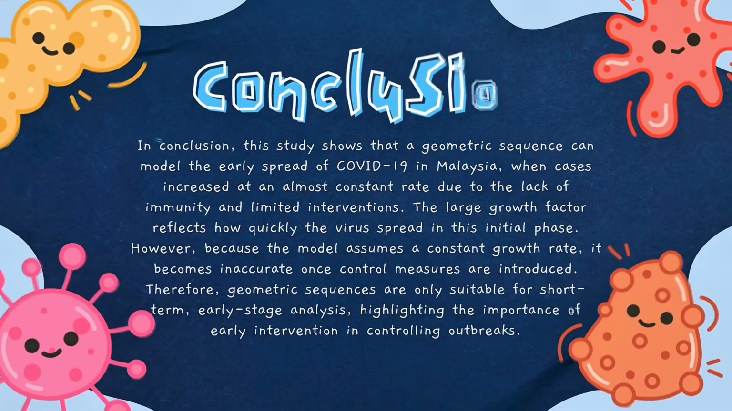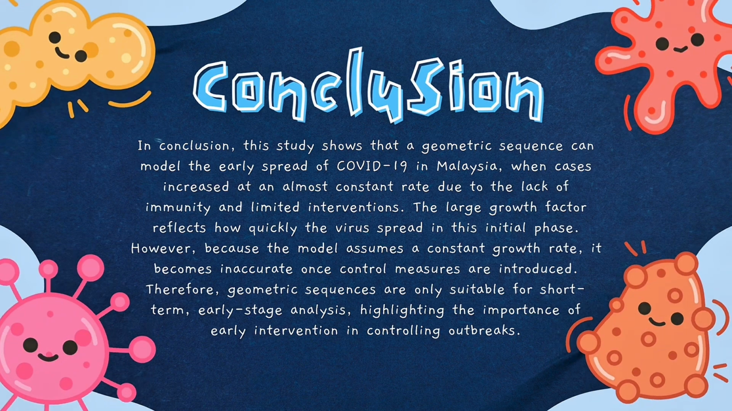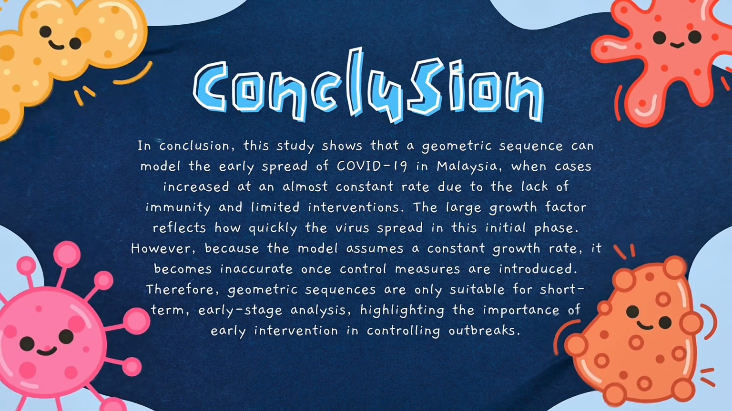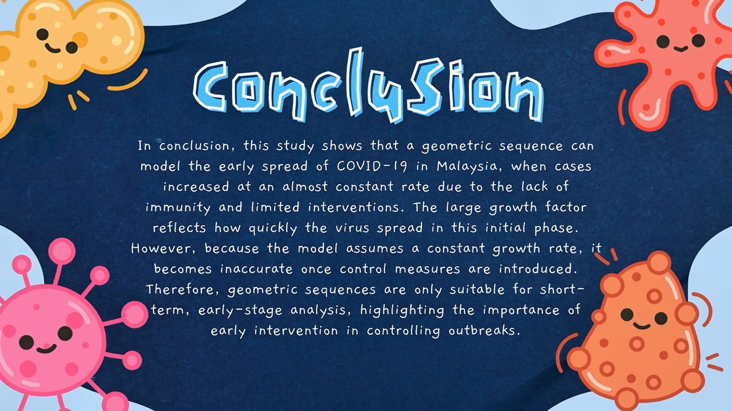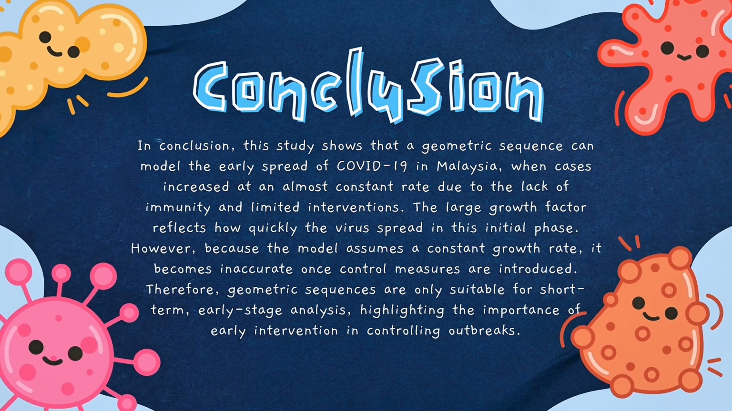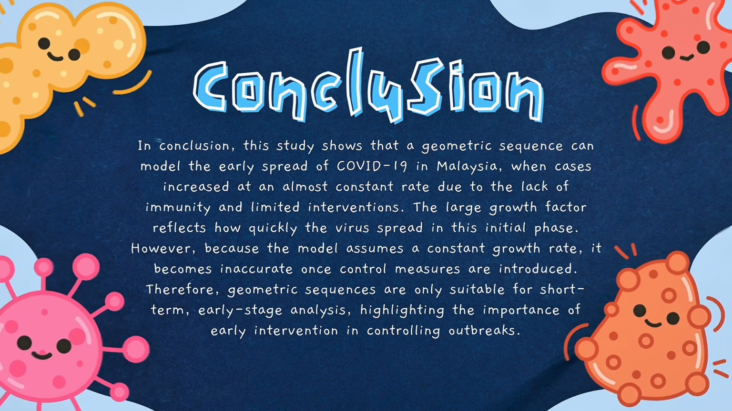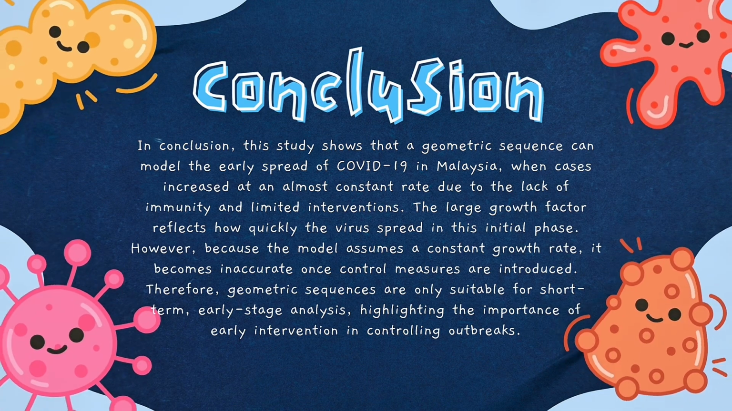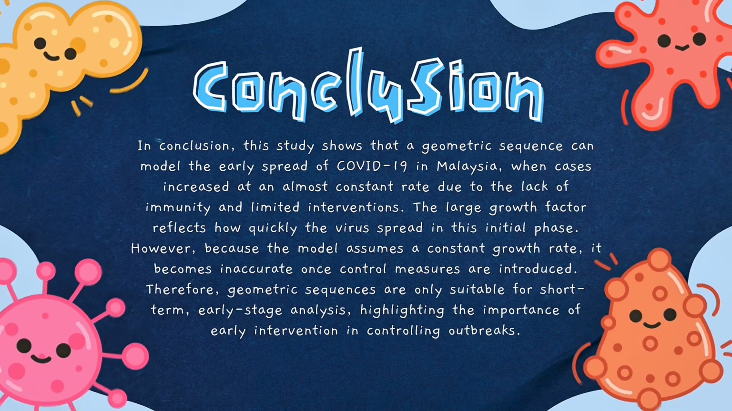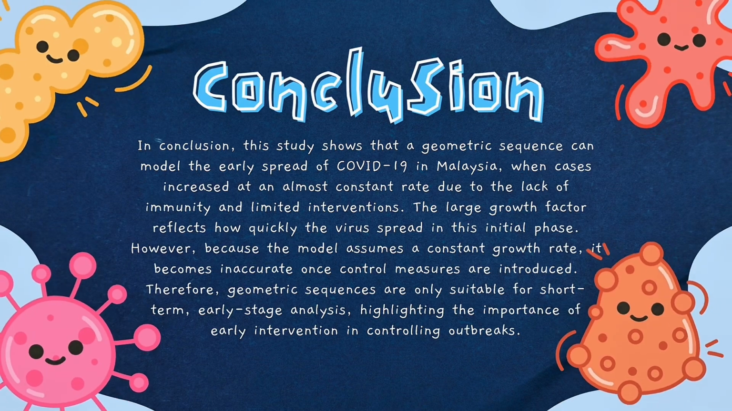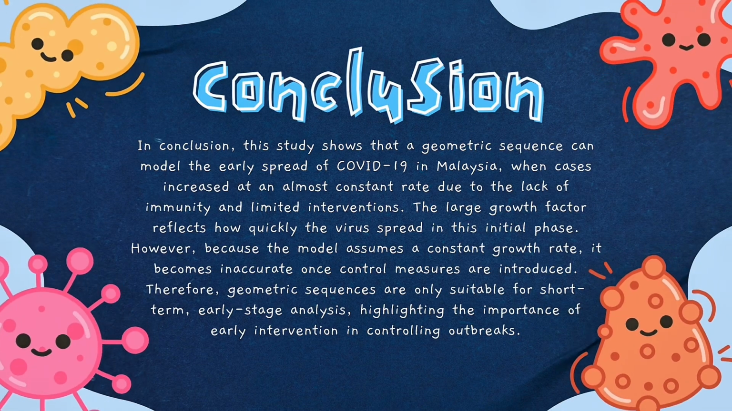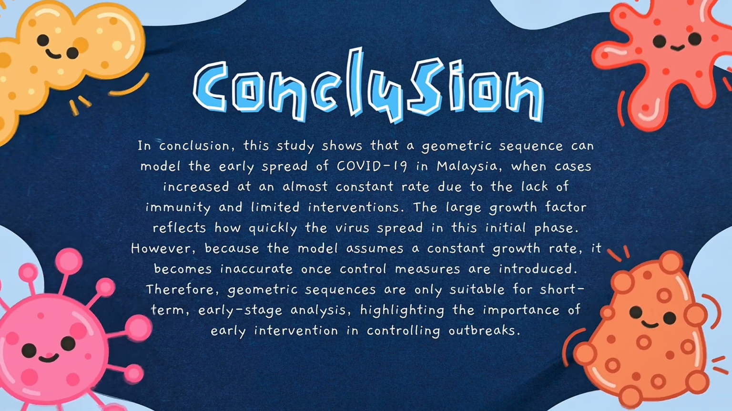In conclusion, this study shows that a geometric sequence can model the early spread of COVID-19 in Malaysia, when cases increase at an almost constant rate due to the lack of immunity and limited interventions. The large growth factor reflects how quickly the virus spread in this initial phase. However, because the model assumes a constant growth rate, it becomes inaccurate once control measures are introduced. Therefore, geometric sequences are only suitable for short-term, early-stage analysis, highlighting the importance of early interventions in controlling outbreaks.